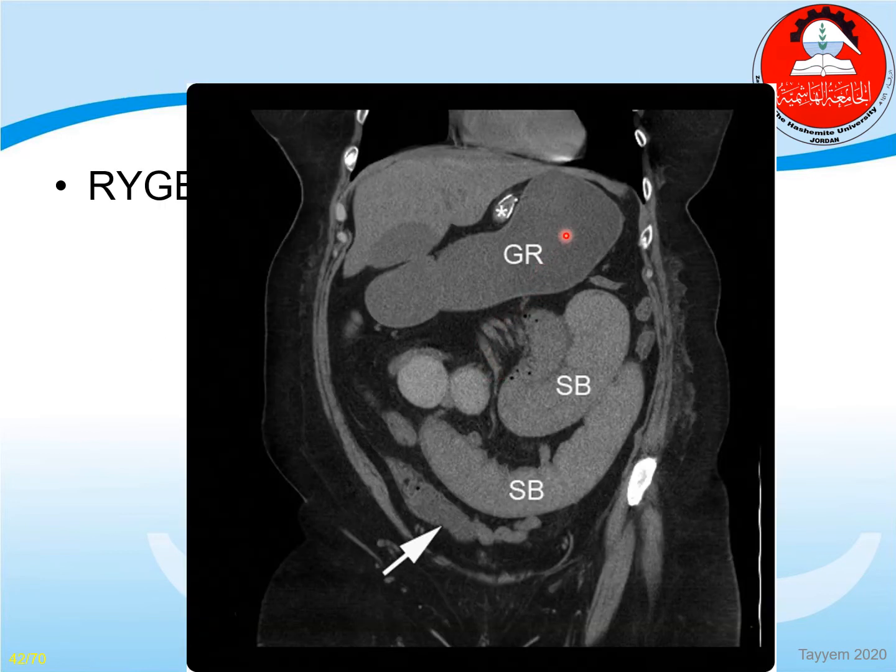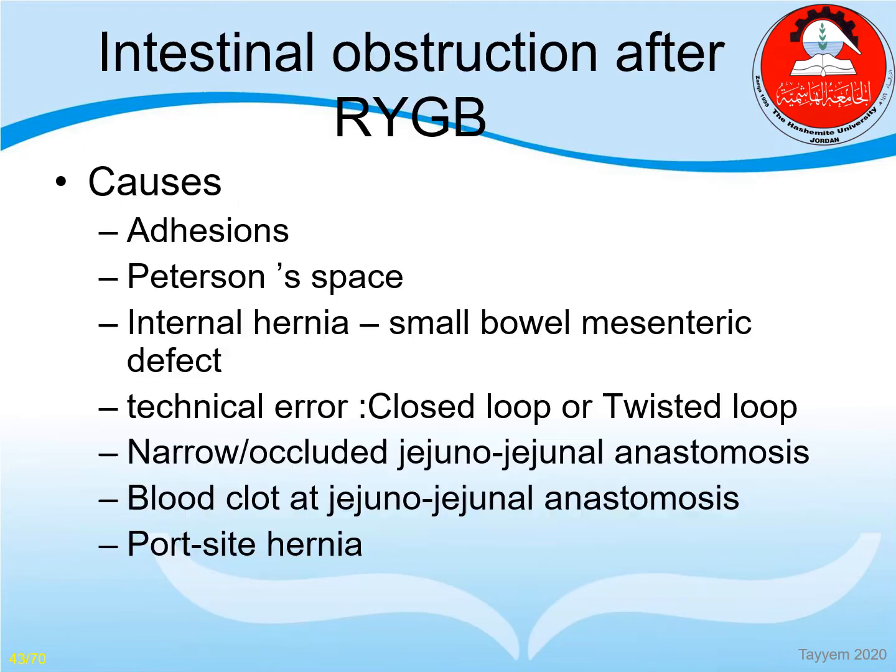Here you can see that the gastric remnant is dilated, the small bowel is dilated, and here we have a collapsed small bowel. That indicates adhesive bowel obstruction. Causes of intestinal obstruction after Roux-en-Y gastric bypass: commonly adhesions, or internal herniation through Peterson space, or internal herniation through a mesenteric defect, technical error with a closed loop or twisted loop, narrow occluded jejunal anastomosis, or a blood clot at the JJ anastomosis, or port-site hernia.